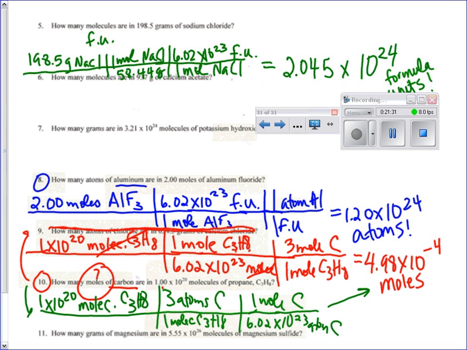Do y'all feel reviewed on this? Easy stuff? Yeah? You seem a little bit happier than you were with nomenclature. Am I imagining that? It was the stress of the polyatomics, I know.